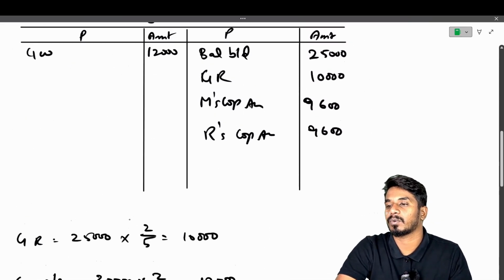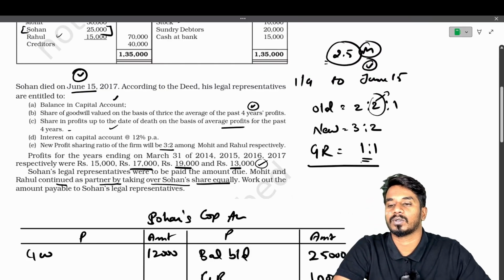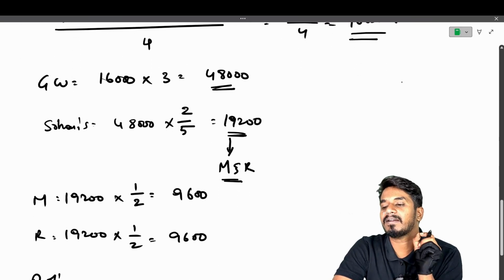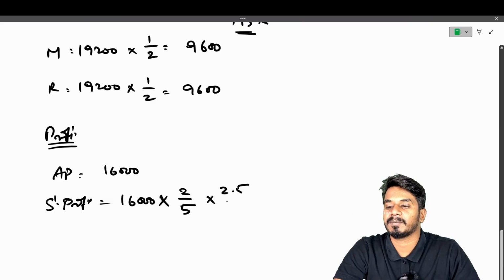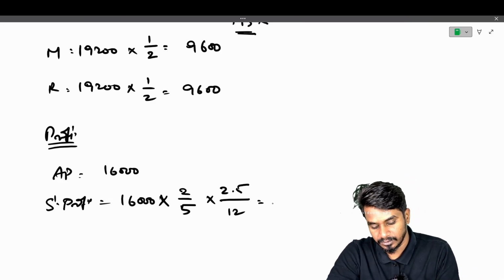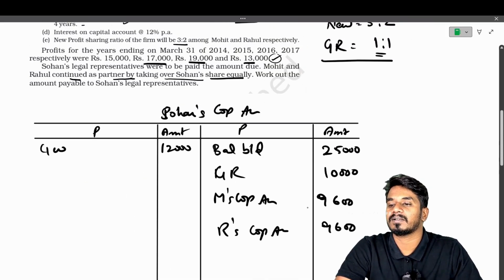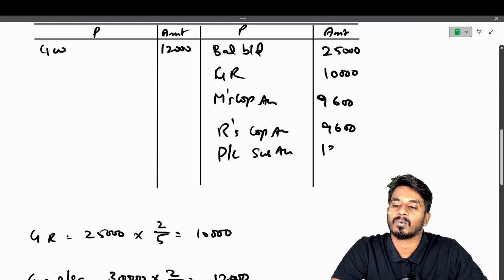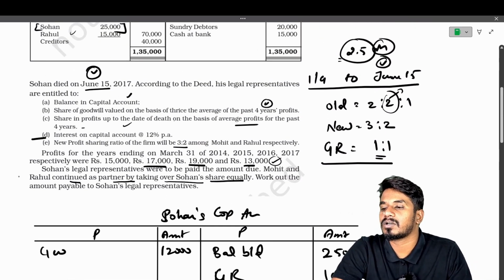But he was alive only for 2.5 months, correct? We have seen it in the question. Let me show you. He died on 15th June. We have calculated that he was there for 2.5 months, so only for that period we have to pay the profits. Only 2.5 months out of 12 months, so into 2.5 by 12, it is 1,333 rupees. How will we show it? Profit and loss suspense account, 1,333.